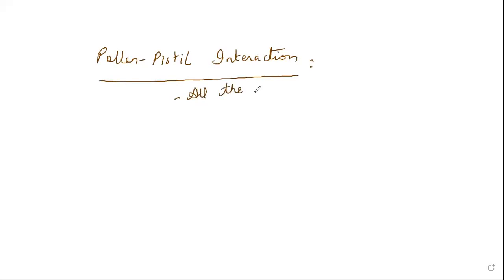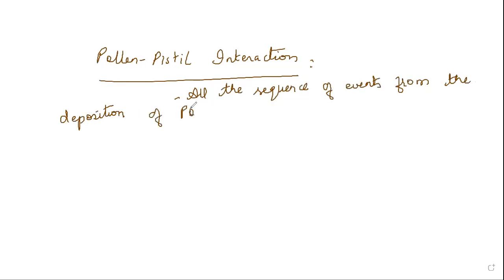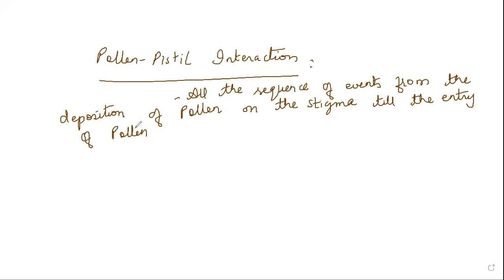All the sequence of events from the deposition of pollen on the stigma till the entry of pollen tube in ovule together. This is referred to as pollen-pistil interaction.